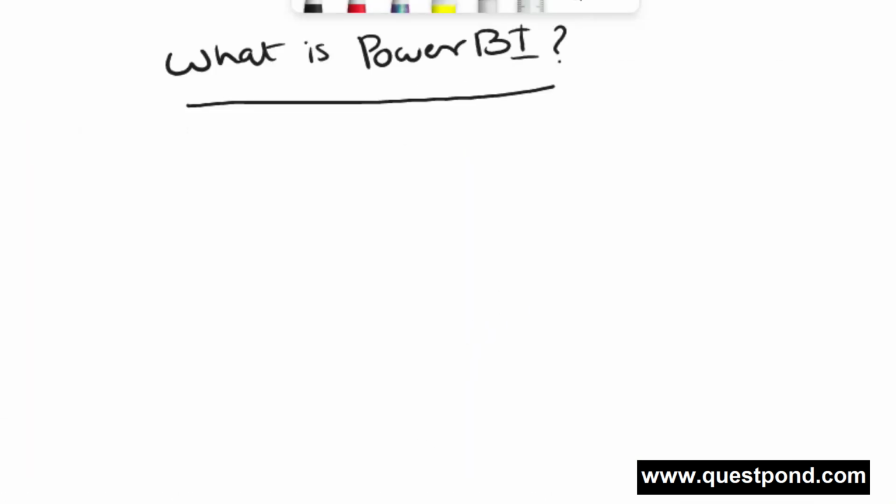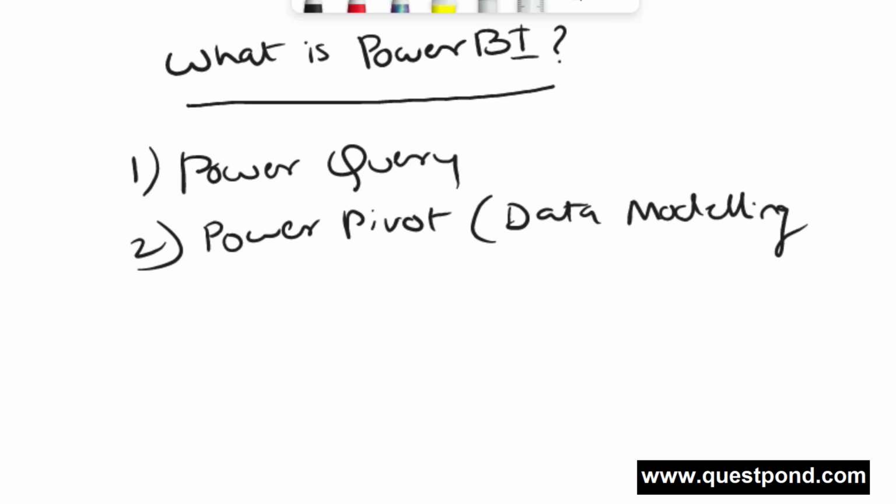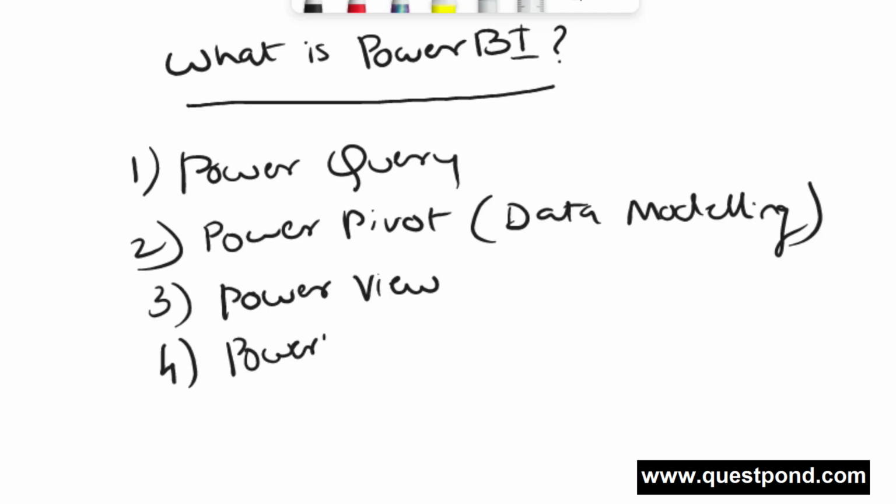Number one is Power Query, the second one is Power Pivot, or you can also call this data modeling, Power BI data modeling. Third, Power View, which is nothing but your visualization, your reporting. And the fourth one is the Power BI Pro services.